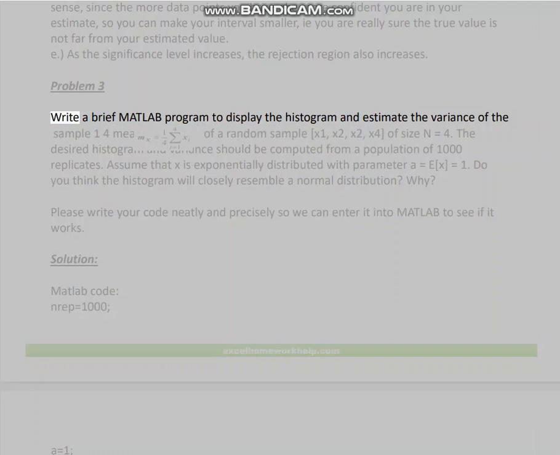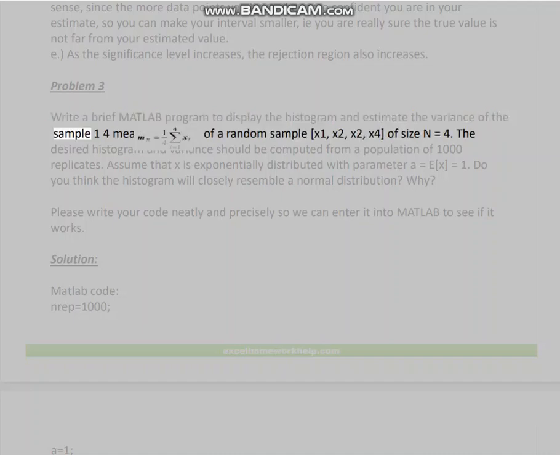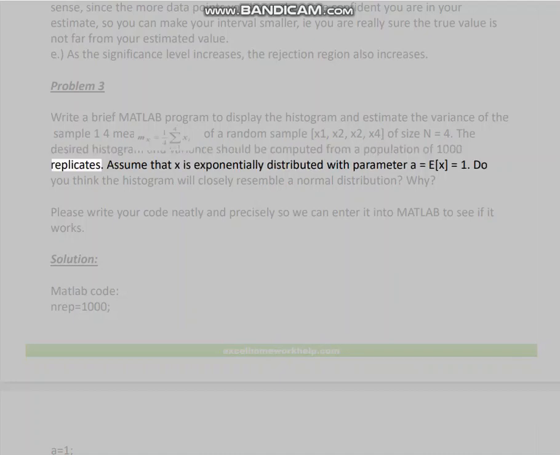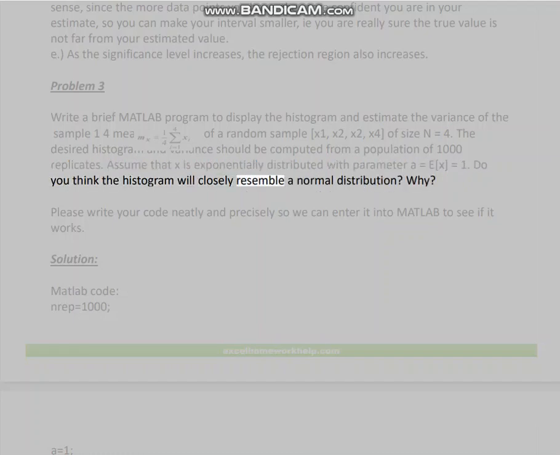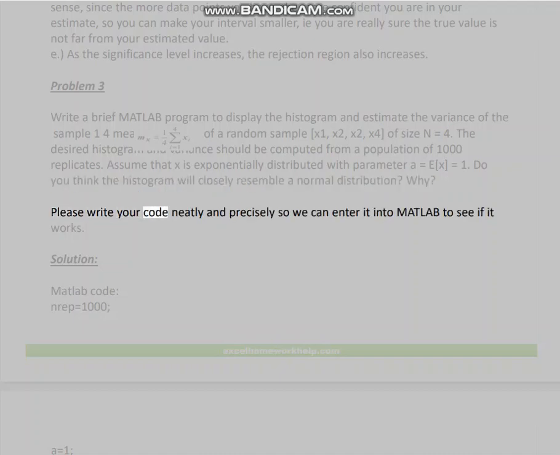Problem 3. Write a brief MATLAB program to display the histogram and estimate the variance of the sample mean of a random sample, x1, x2, x3, x4, of size n equals 4. The desired histogram and variance should be computed from a population of 1,000 replicates. Assume that x is exponentially distributed with parameter a equals 1, E[x] equals 1. Do you think the histogram will closely resemble a normal distribution? Why? Please write your code neatly and precisely so we can enter it into MATLAB to see if it works.